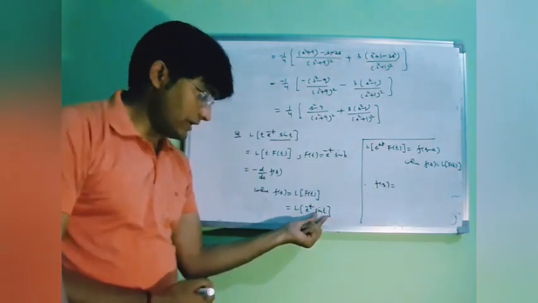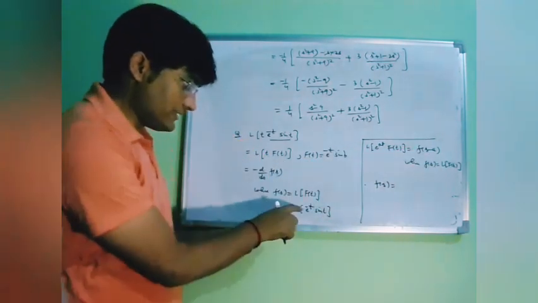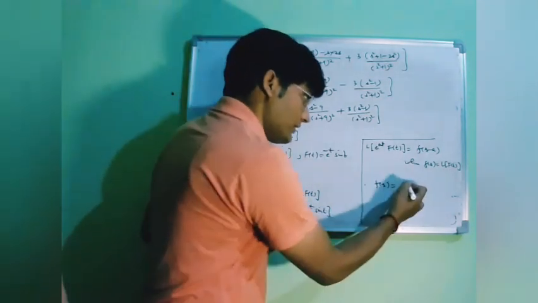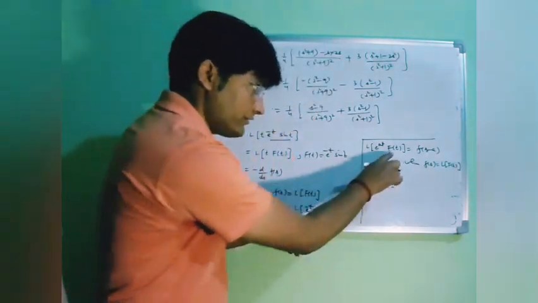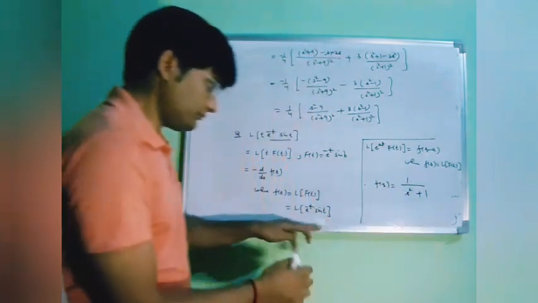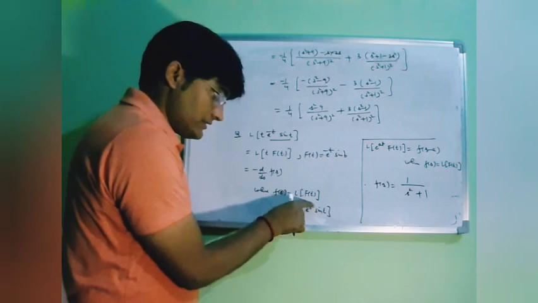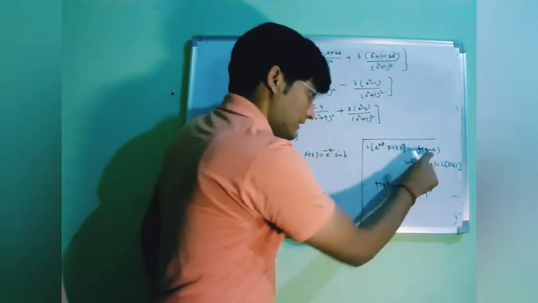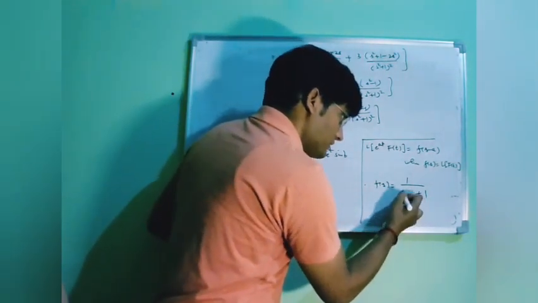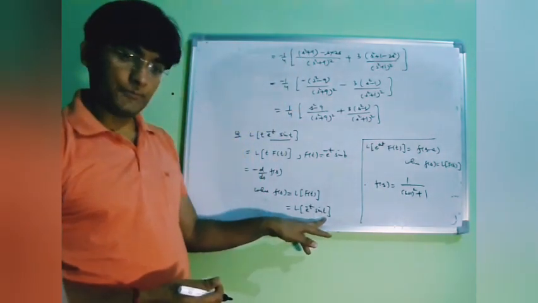the Laplace of sin t. In the Laplace of sin t, our s will be replaced by s minus a, because here a is equal to minus 1. The Laplace of sin t is equal to 1 upon s square plus 1, but our s will be replaced by s minus a. Here we have a equal to minus 1, so your s will be replaced by s plus 1. So this is the Laplace of e to the power minus t sin t.